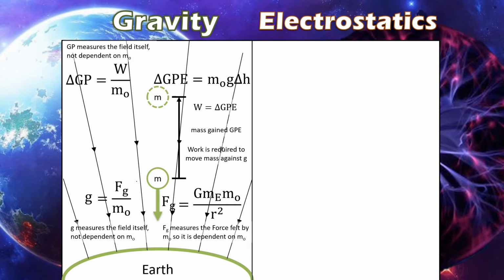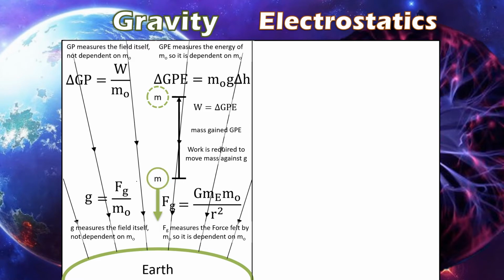So the gravitational potential measures the field itself, and it's not dependent on the mass. It's a way to measure the difference in the potential between those 2 points. Whereas the gravitational potential energy measures the energy of this particular mass. So it is dependent on the mass. If you increase the mass, your gravitational potential energy will increase. But just by placing more mass here, it's not going to change the gravitational potential difference of the field itself.